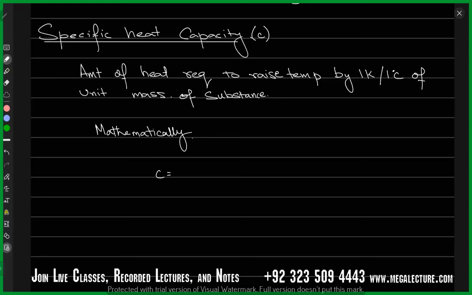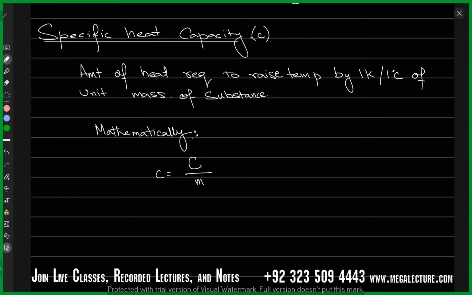What should be the mathematical expression for specific heat capacity? If you understand the definition of specific heat capacity, then it should be clear. It is exactly the same as the heat capacity, but specific to the mass, unit mass of the substance, right? Per unit mass. So I can mathematically say that it is just the heat capacity per unit mass, right?